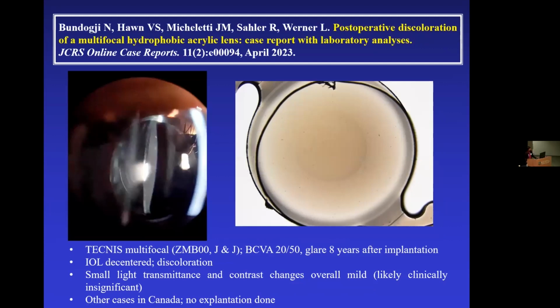In here, we just published this case. It's a Technis multifocal lens. The patient had glare for many years, but the IOL is decentered. However, the communication with the ophthalmologist was the description of this opacity he was seeing. And indeed, we could reproduce this in the lab. And we analyzed these lenses in all kinds of ways, could not really find anything other than small light transmittance and contrast changes, unlikely to be clinically significant. So this lens was explanted because it was decentered. And there are other papers describing this. This is something you can see with this lens, but it does not mean it's clinically significant. So nobody needs to rush for explantation.